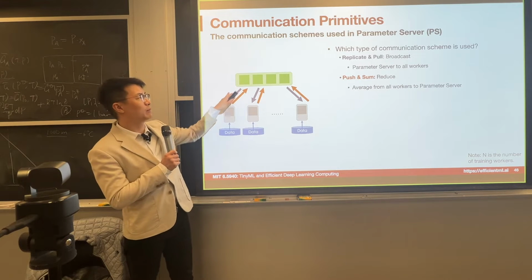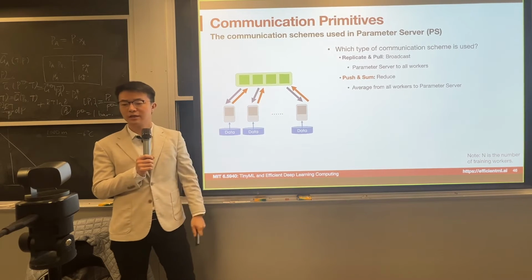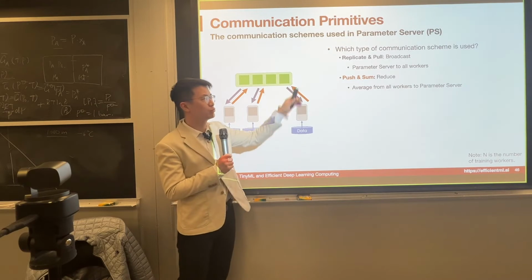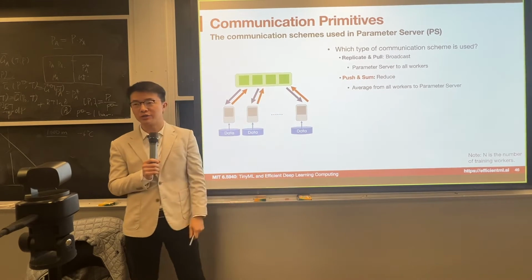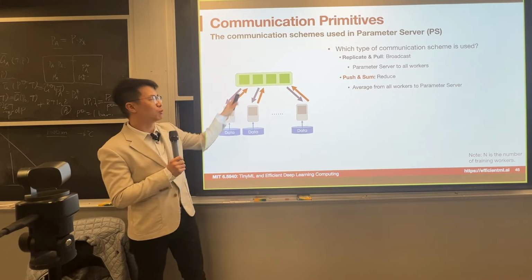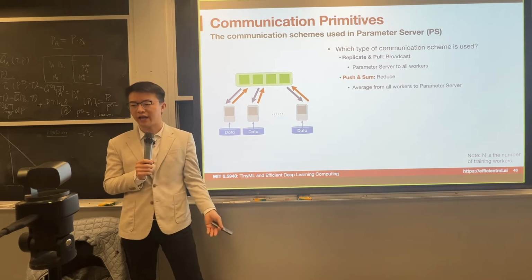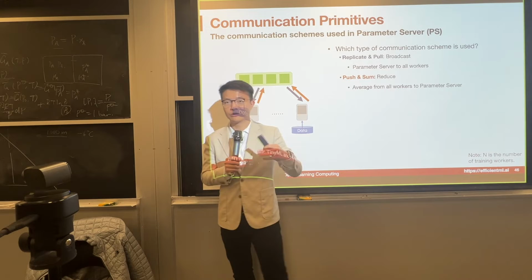So here, replicate and pull, basically we have a centralized copy of the weight. So it's one-to-many. It's actually using broadcast, the same piece of activation from a centralized parameter server. We want to broadcast it to all the workers. So we are using broadcast to broadcast information, the weights from the parameter server to all the workers.